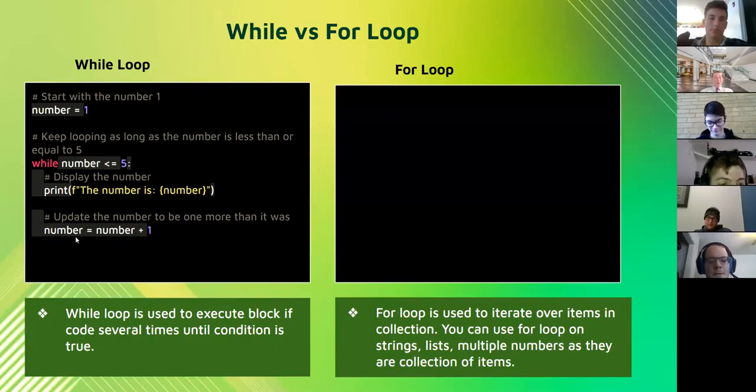So this line of code, number equals number plus 1, is crucial. Okay, because that is what prevents our infinite loop. Otherwise, number would always be equal to 1. 1 would always be less than or equal to 5, and this while loop would continue until something on your computer broke. All right, print finished with the loop.